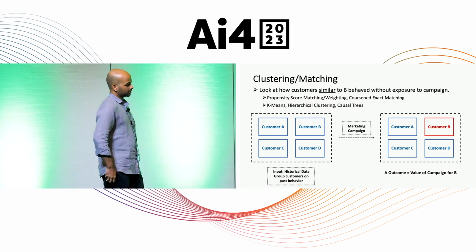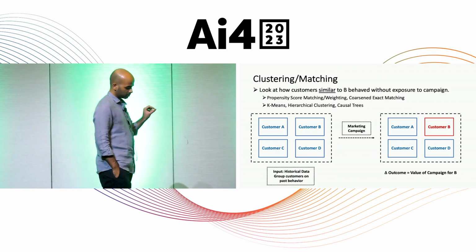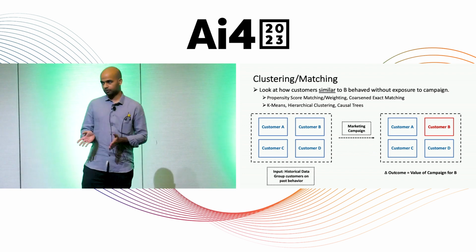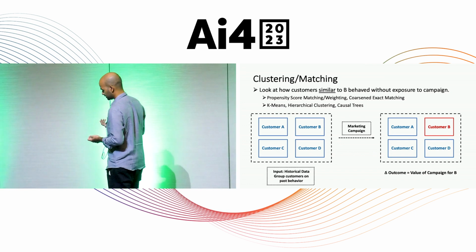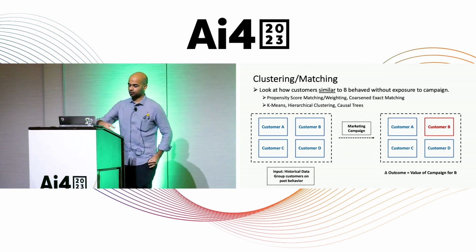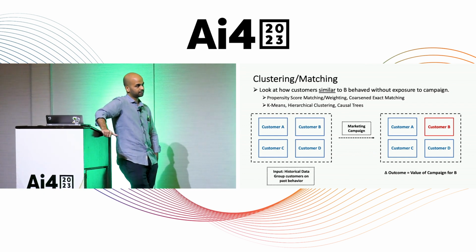If you had sufficient historical data, you could use this to group customers on this past behavior. And once you have a group, you can think of people within that group who saw your campaign and people who did not see your campaign. The people who did not see the campaign are a good proxy for what the people who did see the campaign would do had they not seen your campaign. And then if you compare this value, that can help you measure what kind of impact the campaign specifically had.